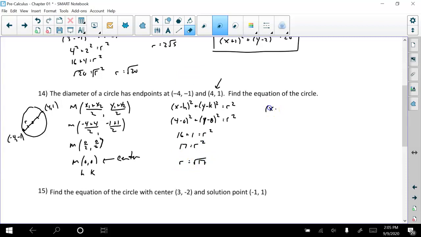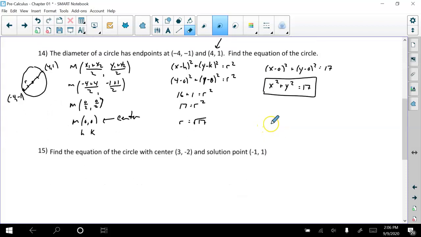So it's x minus 0 squared plus y minus 0 squared equals r squared, which in this case is 17. So when we clean that up, we can just write it as x squared plus y squared equals 17. And there's the equation of that circle.